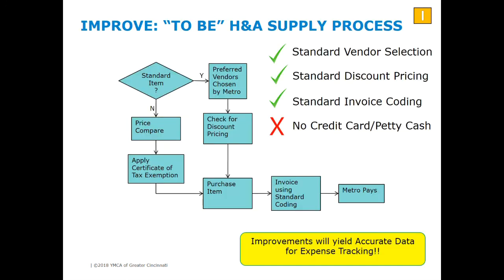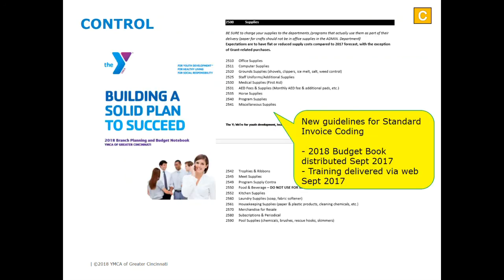The team created a new process map to be followed for housekeeping and supply expenses that included a standard vendor selection process, standard discount pricing, standard invoice coding, and no more payments with credit cards or petty cash. In order to control these changes, new guidelines for standard invoice coding were delivered during a web conference in September 2017 and were included in the 2018 budget book distributed to all locations.